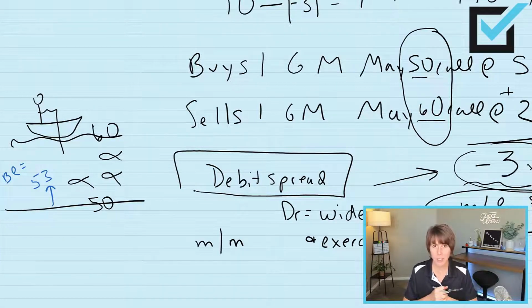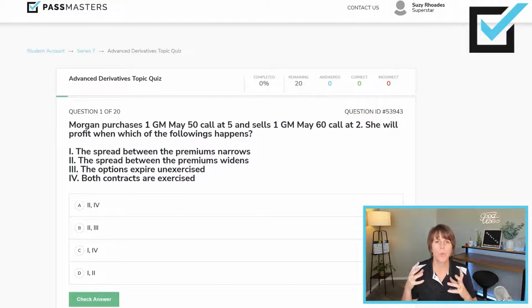Let's go back to the question. The question's asking, how is Morgan going to profit with this spread? 1, the spread between the premiums narrows. Does she want it to narrow or widen? She wants it to widen. So 1, not correct. 2, correct. 3, the options expire unexercised, or 4, both contracts are exercised. Yes. So the correct answer is 2 and 4.